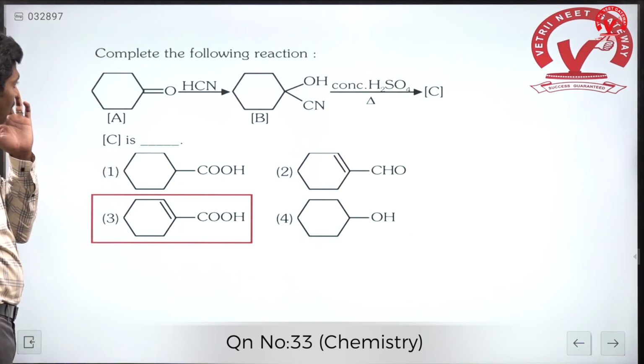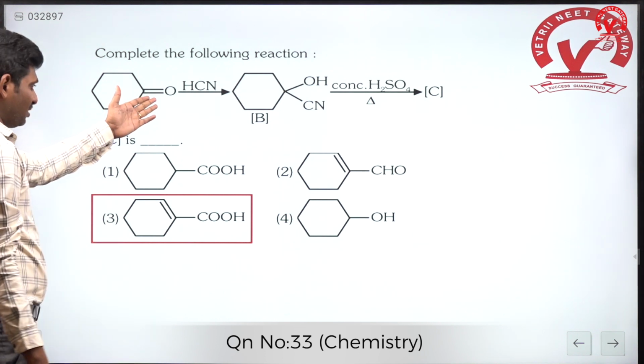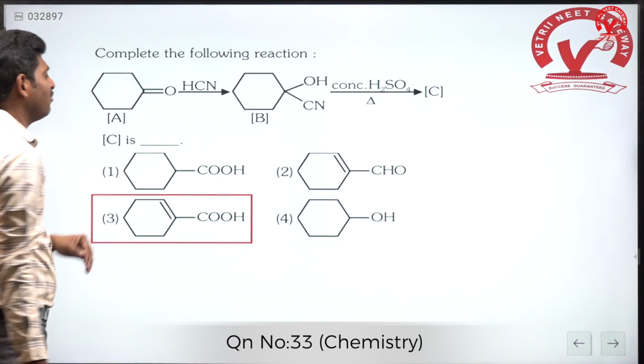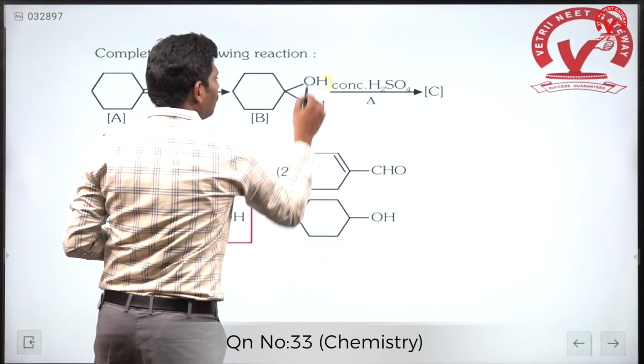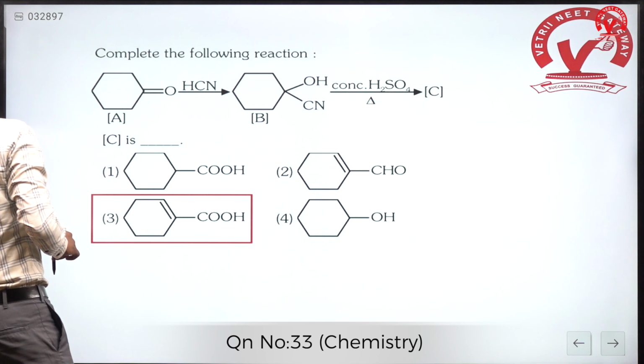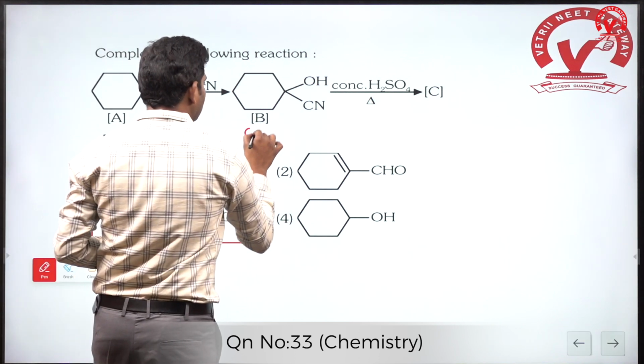Complete the following reaction. This C=O group reacts with HCN and forms the alcohol functional group and cyanide. It is called cyanohydrin.